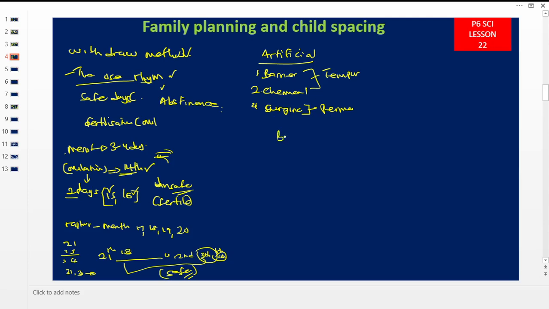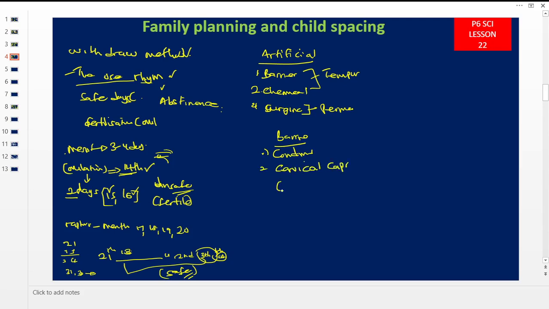Now let us start with the barrier methods. A barrier means something which prevents sperms from entering. So with the barrier methods, we are looking at sperms not entering the vagina and uterus to go to the fallopian tube to cause fertilization. Under the barriers, we use the condom, and also we have the cervical caps.